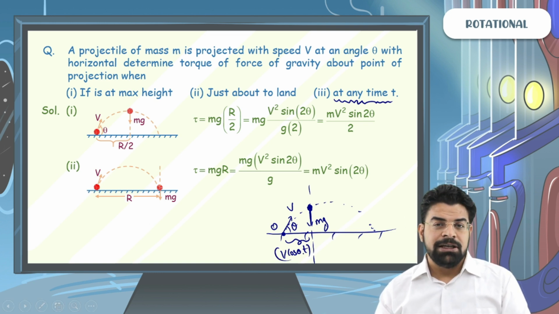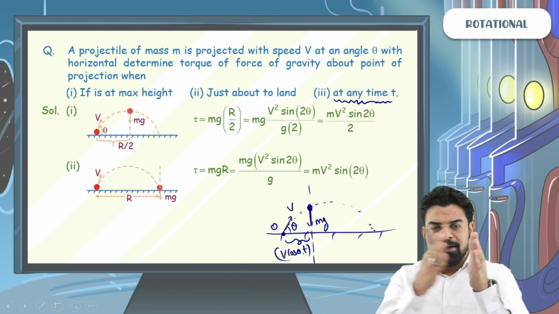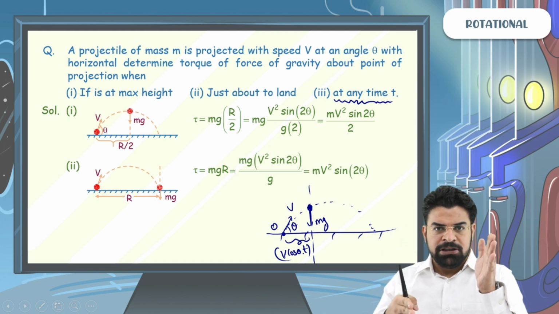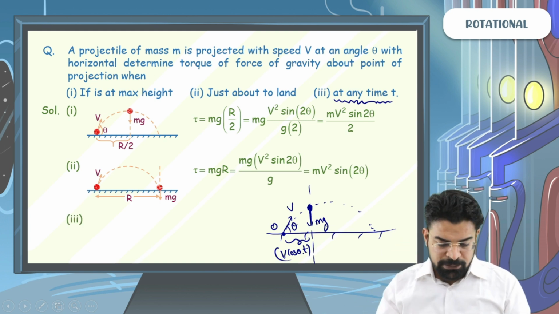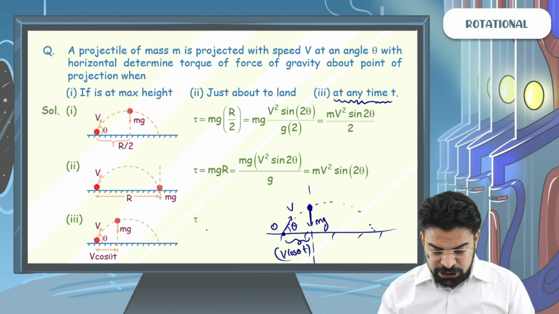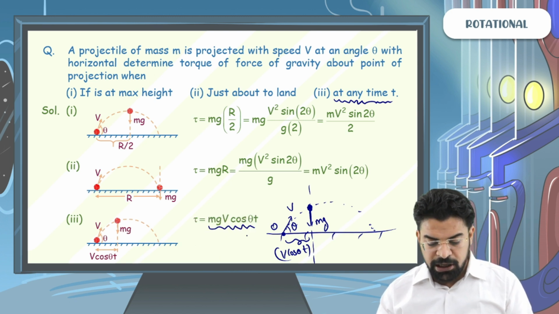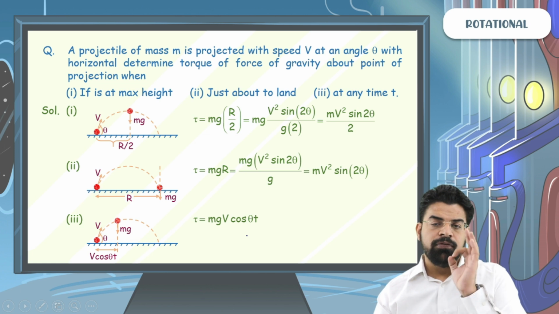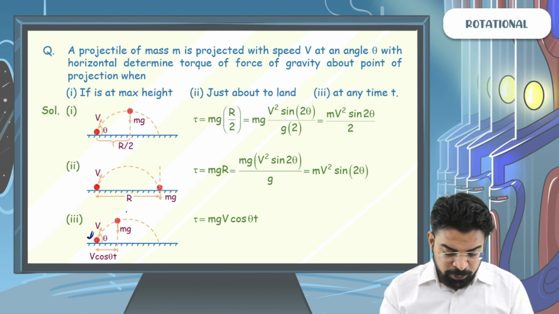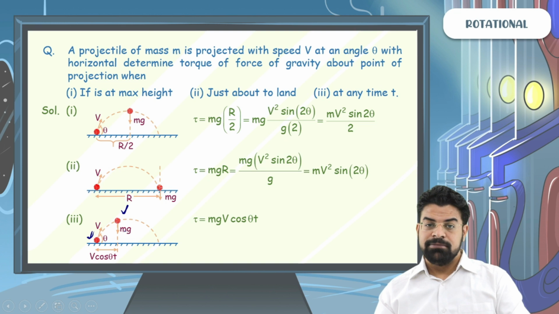So you can say, sir, till any time t, the length perpendicular is v cos theta into t. So the torque has to be simply equal to mg into v cos theta into t. This will be the torque of the force of gravity about the point of projection at any time t.